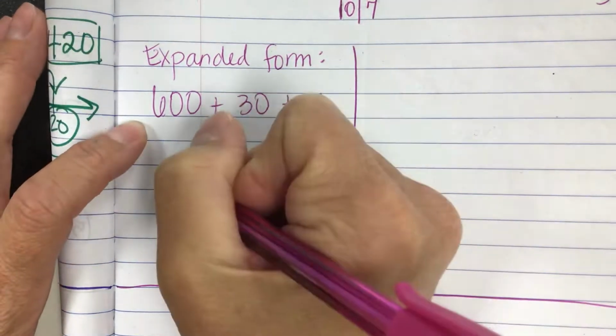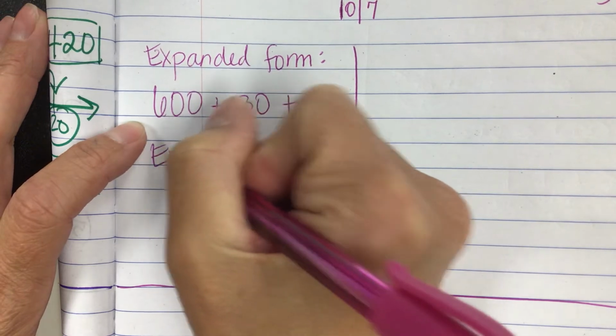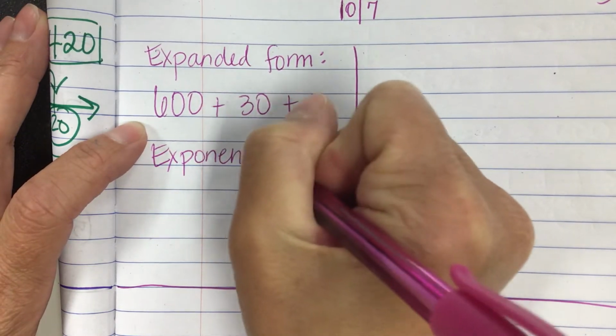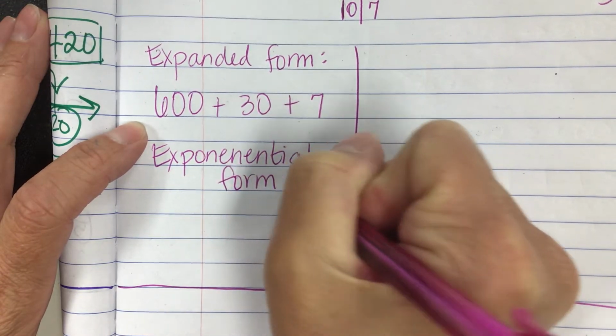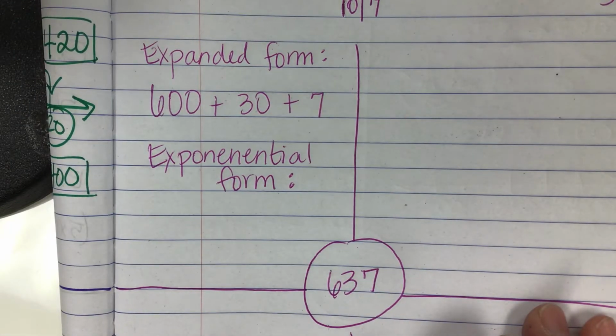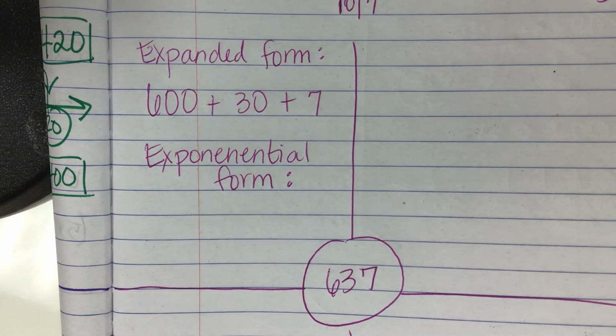All right, it also asked me to do exponential form. Notice I am skipping lines in between to make it easier to read. You have plenty of room to do that. Remember, exponential form is telling how many of each you have.